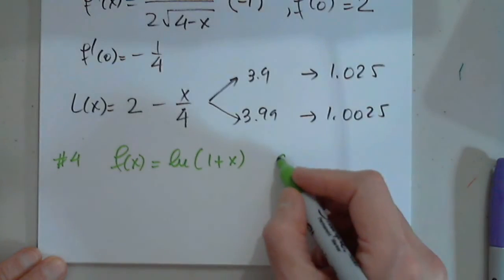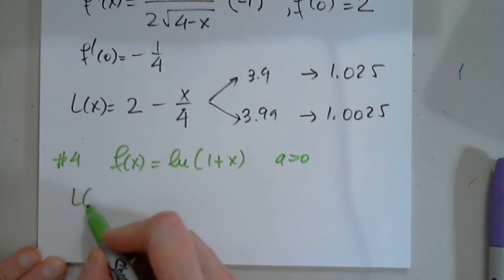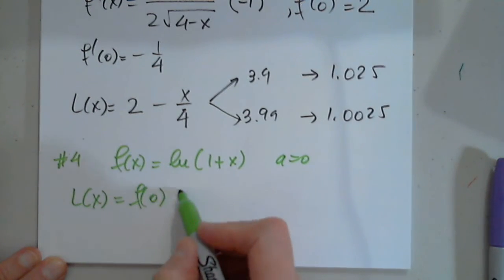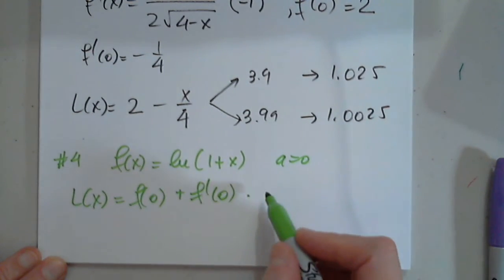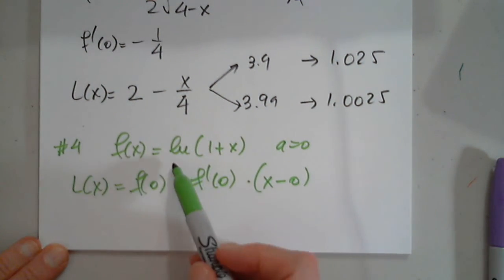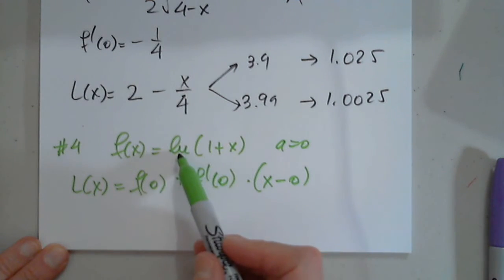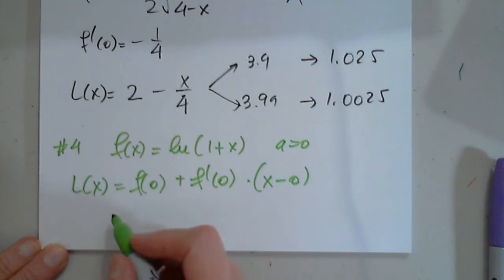Okay. So we have again a equals 0, so everything is the same. We still have L of x, which is f of 0 plus f prime of 0 times x minus 0. So I have to find f of 0. When I put in 0 here, can anyone tell us how much is natural log 1?